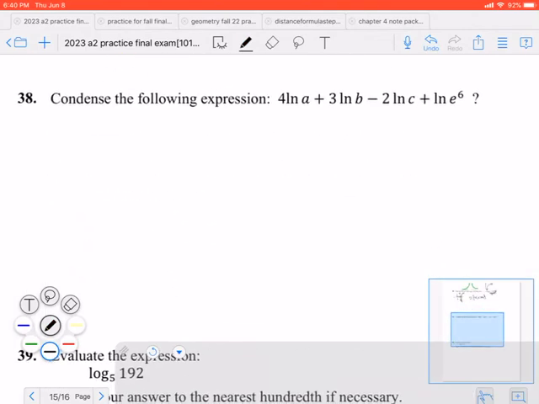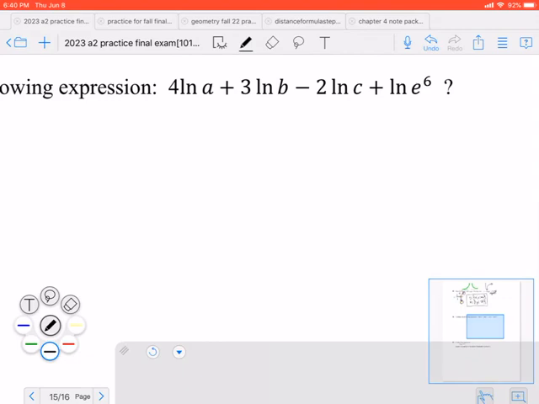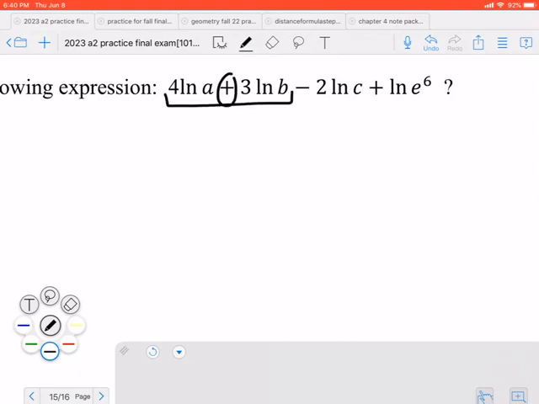Number 38, condensing. So we've got logarithms. It's a natural log, but that doesn't matter. Remember, natural log just means log base e, so they have all the same properties. One by one, we're going to combine these. If I have 2 logarithms being added, I can combine them into one logarithm through multiplication. But what I want to do first is any multipliers that are in front, we're going to kick those up to be exponents.